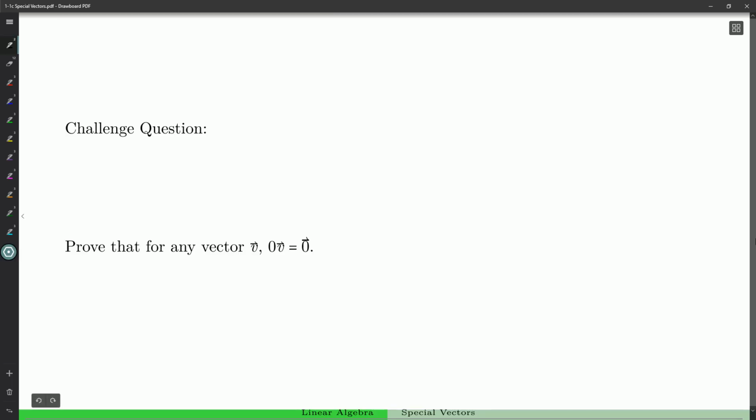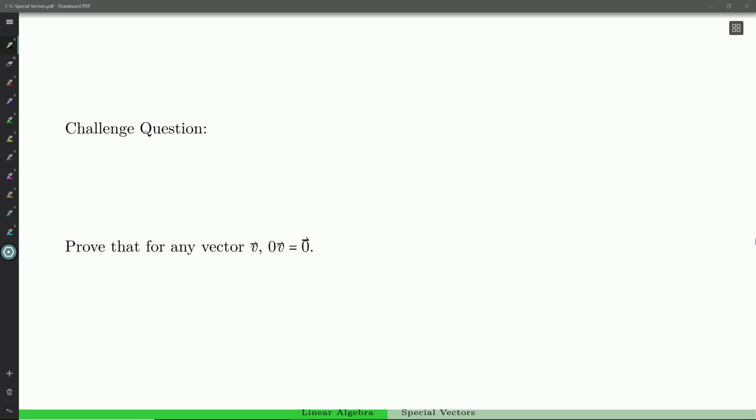Here we have a challenge question. This is not the sort of question you might expect in Math 1229, but we include it to try and push your limits and test your understanding of what's going on with vectors. Prove that for any vector v, 0 scalar multiplied by v gives us the 0 vector.